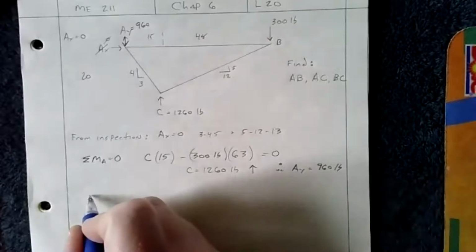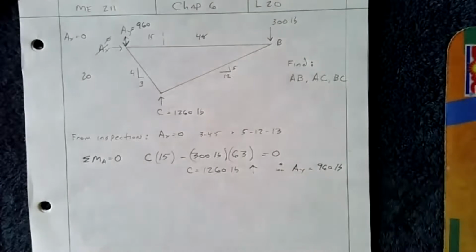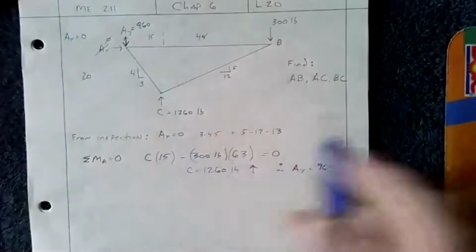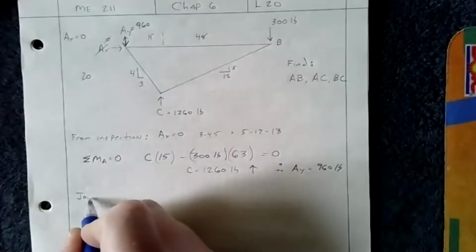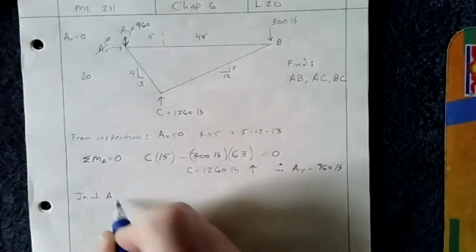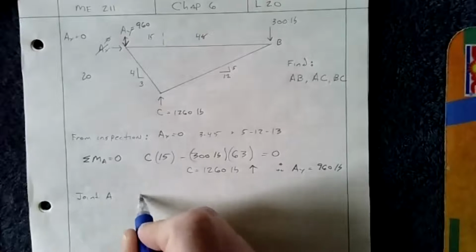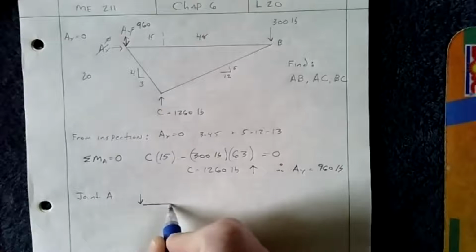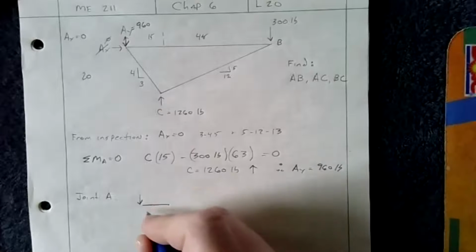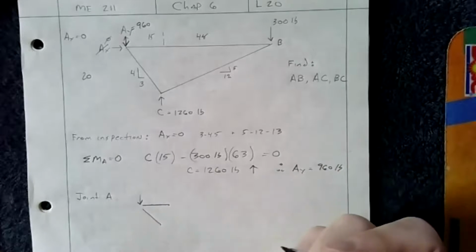Now, again, the first thing is to start at a joint. So we pick a joint. We're going to start at joint A. We know the reaction there. So we know that joint A looks something like this. It has a downward force, it has a force going that way, and it has a force going that way.